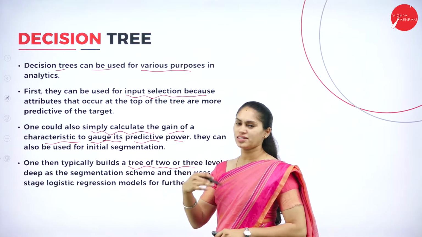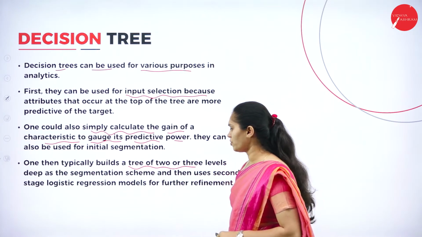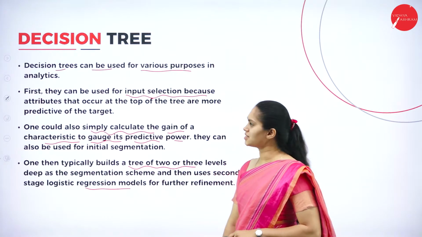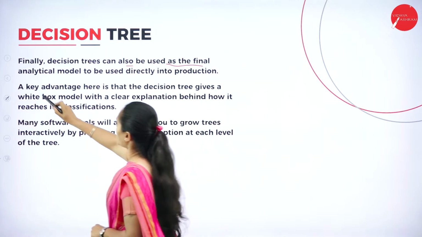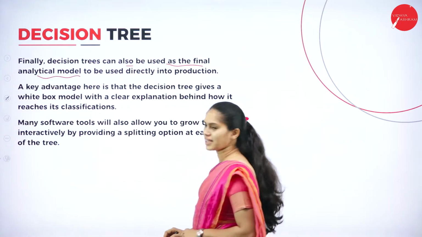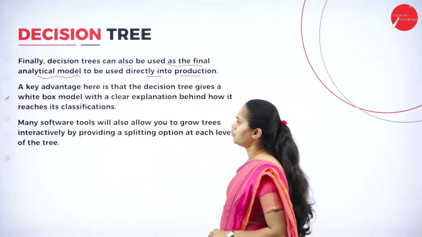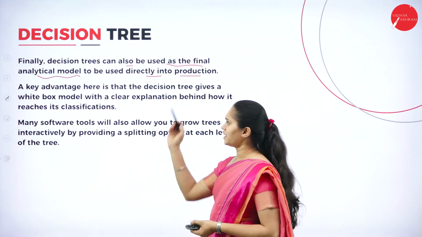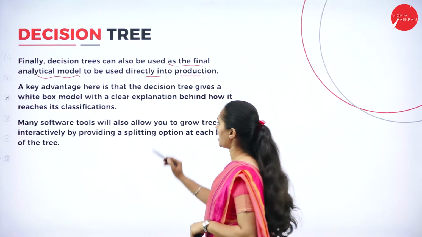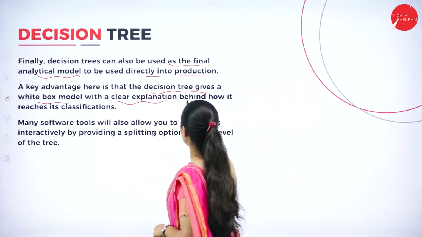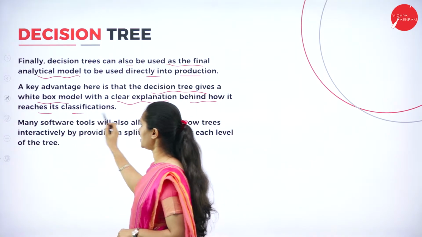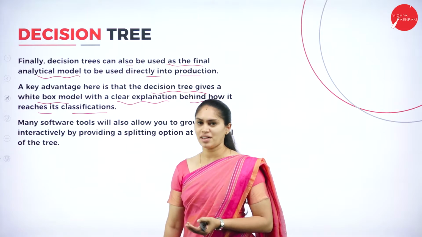So if I wanted to go further or deeper, then we have to go with regression models. Next, a decision tree can also be used as the final analytical model, so it can be used directly in production. The main key advantage of the decision tree is that it gives a white box model with a clear explanation behind how it reaches its classification. It is transparent in nature.